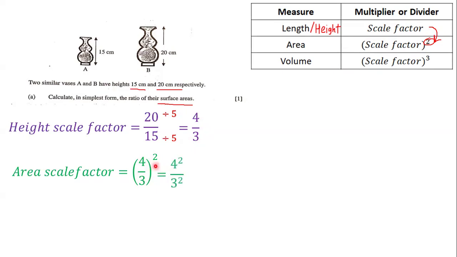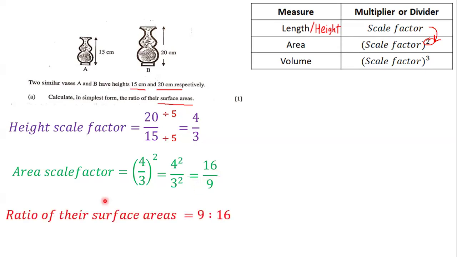That means we apply 2 to the top and 2 to the bottom. So we have 4 squared, which is 16, and 3 squared, which is 9. And so the area scale factor is 16 over 9. That means that the ratio of their surface areas is 9 to 16. Again, 9 to 16. And that's our answer to this question.